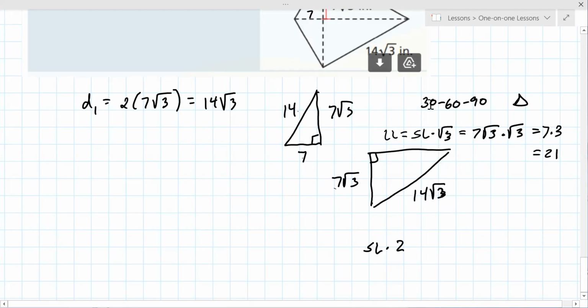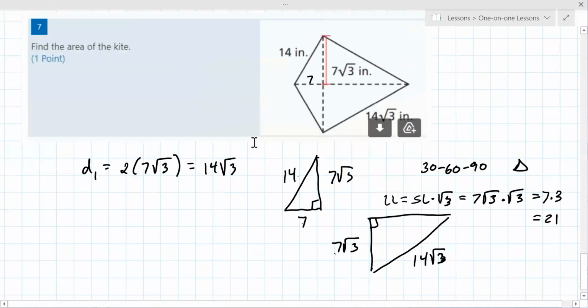Wait, how come it wouldn't be 7 square root 3 times 2? Oh, wait. Never mind. Your hypotenuse is double the short leg. Just a little bit of a switch here. So this is 21. So diagonal 2 is 7 plus 21, which is 28.